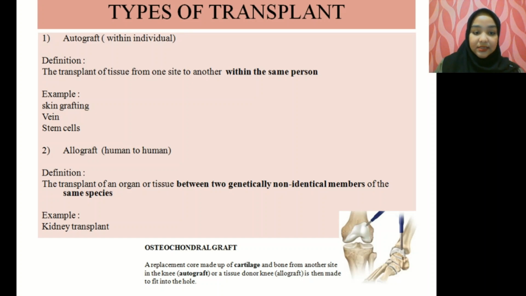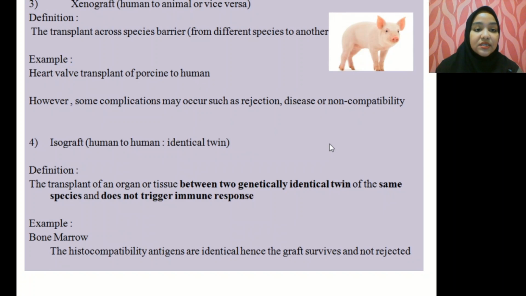And this is an example of autograft and also allograft, which is the osteochondral graft. It is a replacement core made of cartilage and bone from another site in the knee, or a tissue donor knee is then made to fit into the hole. Here it means that for an autograft, it can replace the cartilage and bone using another site of the person's own knee, or for an allograft, it will take tissue from the donor's knee.